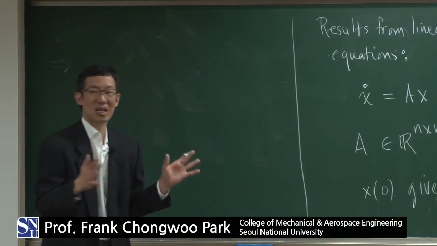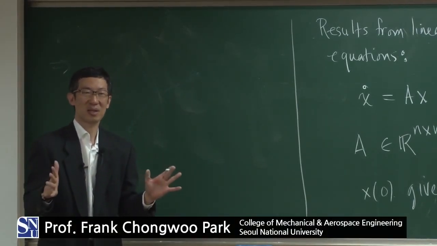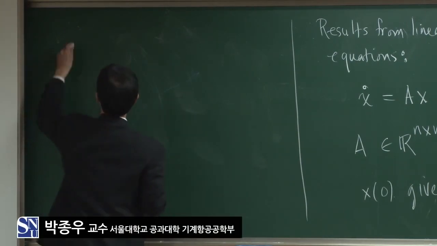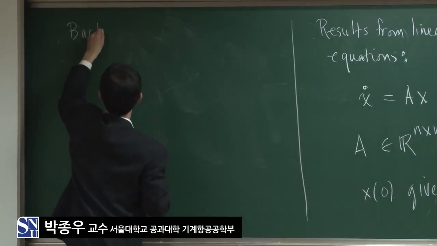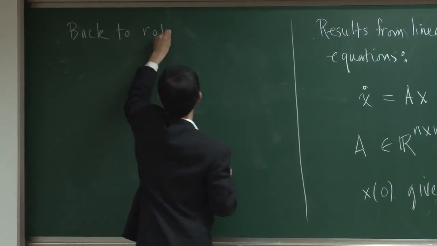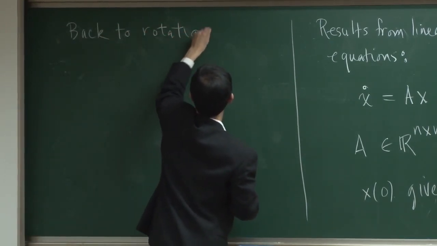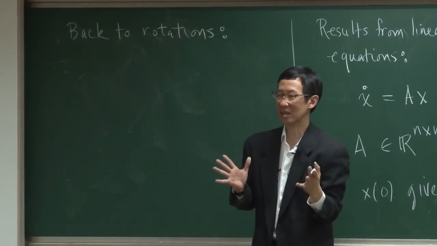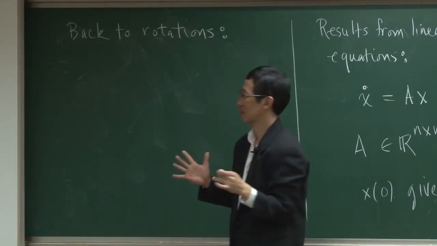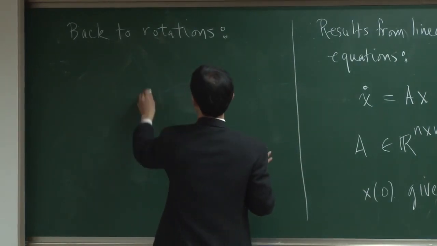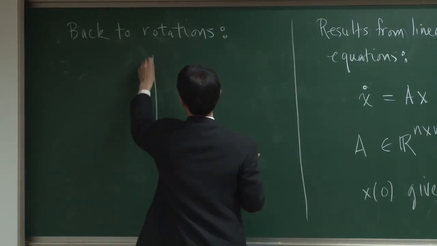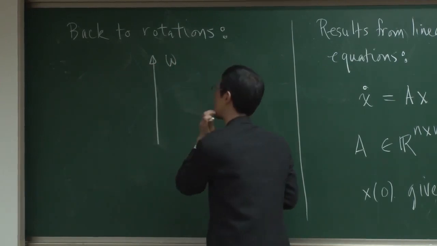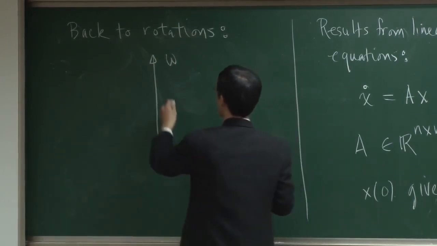Okay, so what does all this have to do with rotation matrices? Let's answer that question. Okay, so back to rotations. Here's a question. Suppose I have some arbitrary vector. It's a unit vector. Let's call it omega hat.